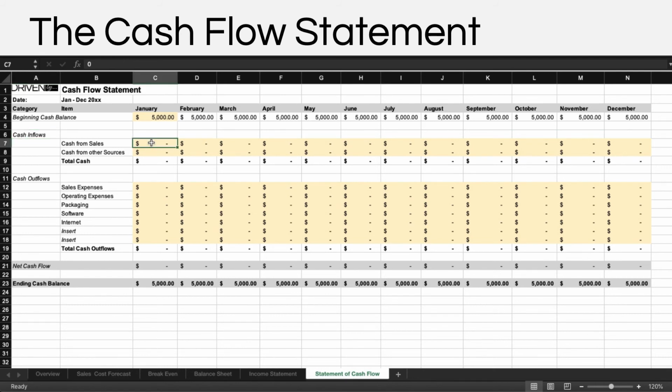Remember that the cash flow statement is different from an income statement. Here, you only list items where you actually spend or receive cash. Sometimes, for example, if you offer customers credit terms, such as net 30, you might not actually receive cash until day 30. So in the cash inflows section, only include items where cash is received.